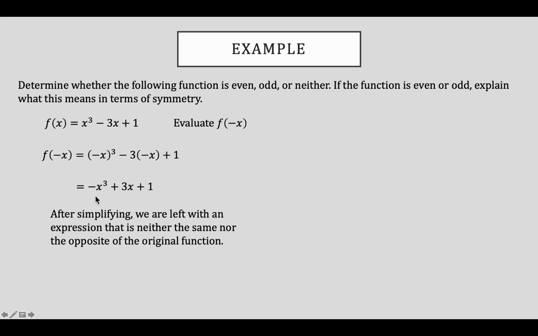Yes, this x cubed term is the opposite. This 3x term is the opposite of negative 3x, but the plus 1 is exactly the same. In order for our end result to be the opposite, negative 1 times f of x, all of the signs would have to be flipped. In this case, they are not.